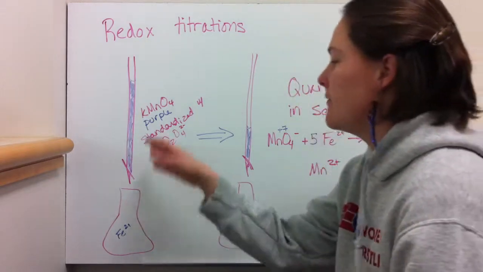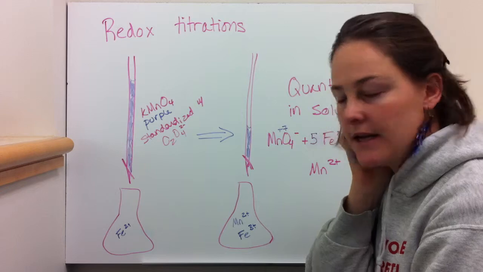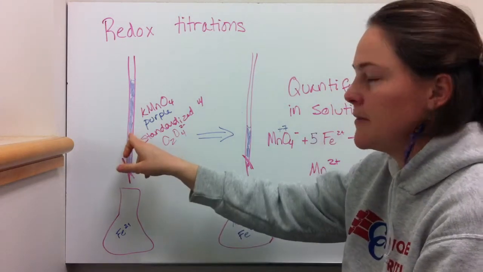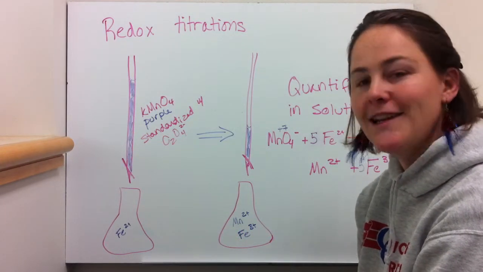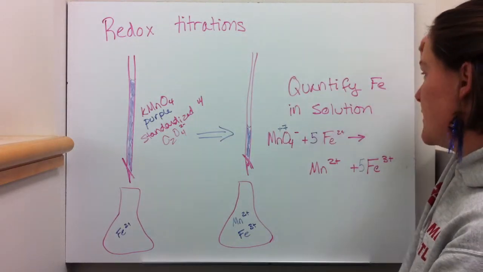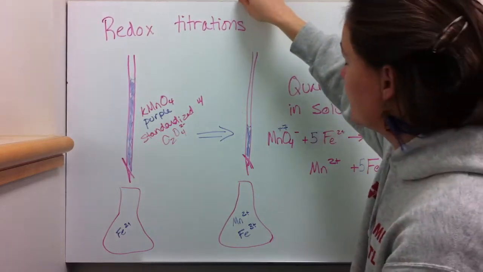But by knowing the volume and the concentration of the potassium permanganate, we're able to calculate the amount of iron 3 in solution. And this is pretty purple, and manganese 2 plus is not purple, so we can also see a color change. And so here's the reaction that we're going to use for quantifying iron in solution.